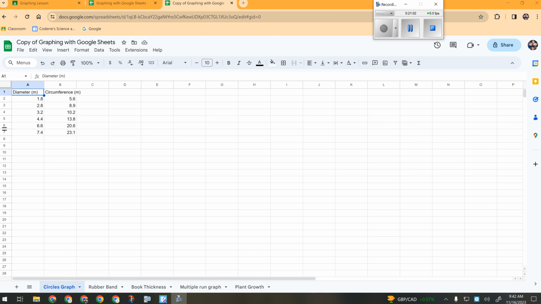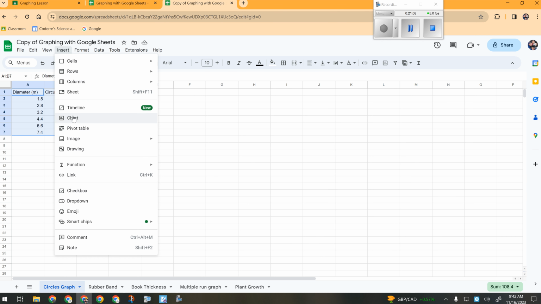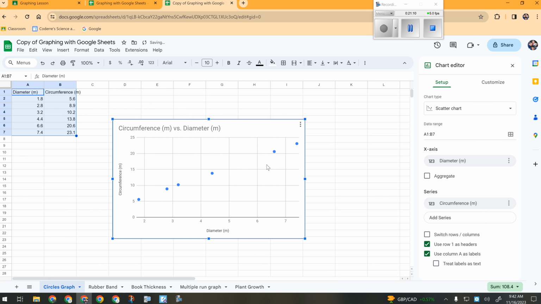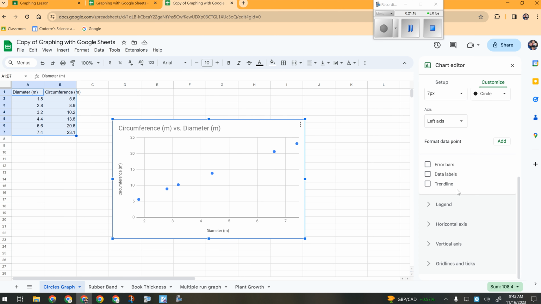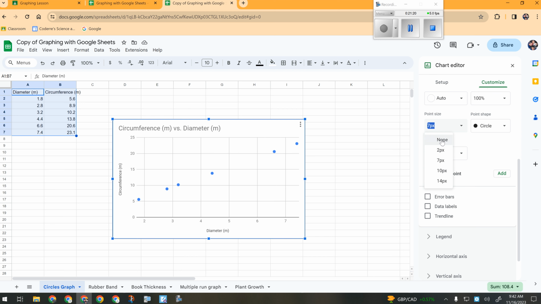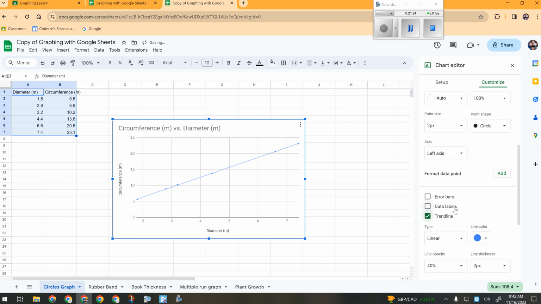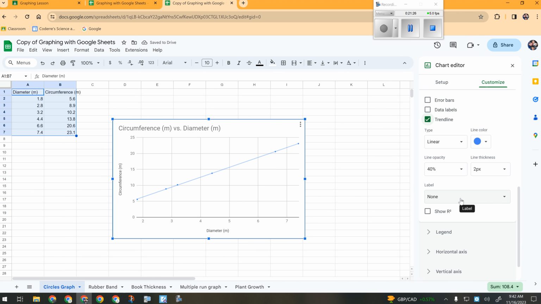So we're going to highlight it all and go to insert chart. It's going to give us the scatter plot that we want, with the labels and everything right. I'm just going to go straight to series, scroll down, and make my circles a little smaller because I like small circles. I'm going to put the trend line on there by clicking trend line, and then I'm going to get the equation on there.